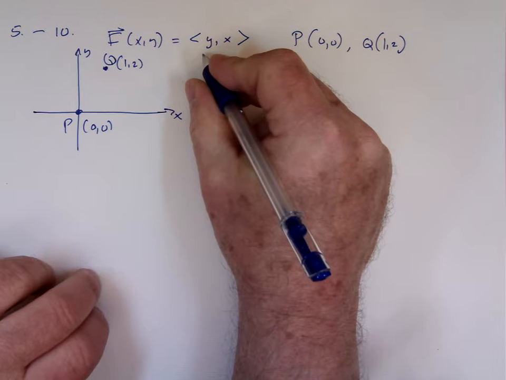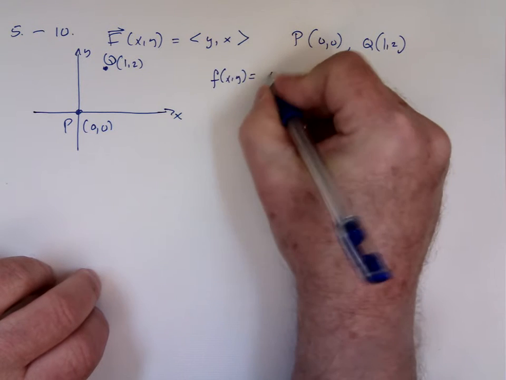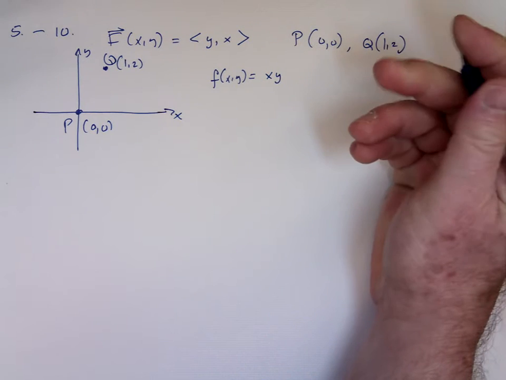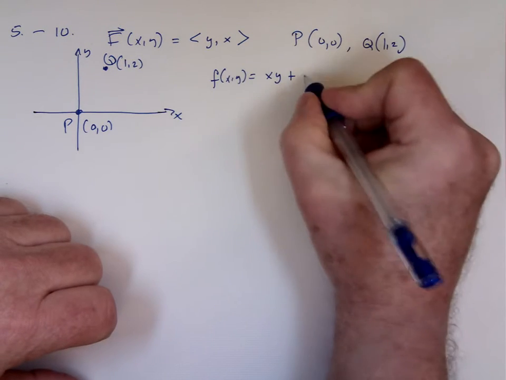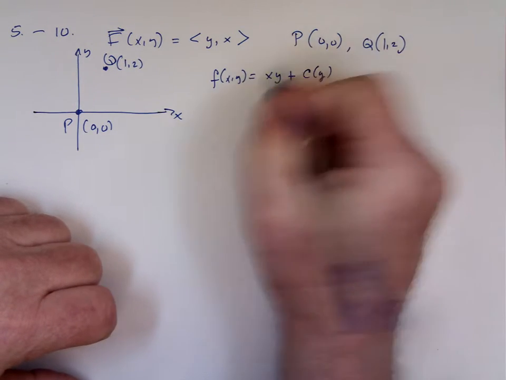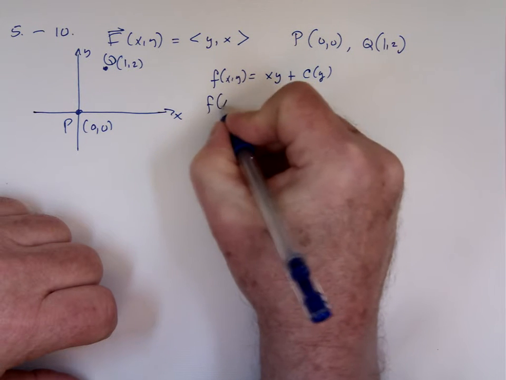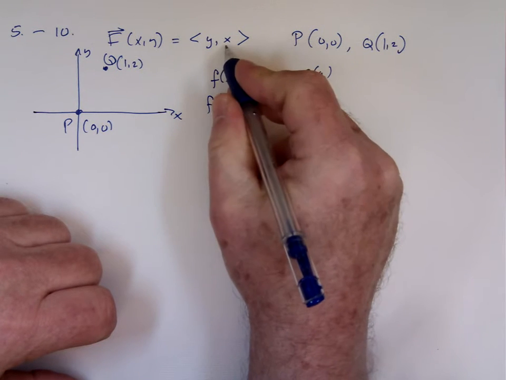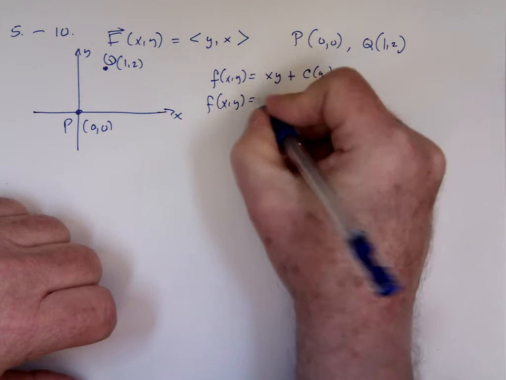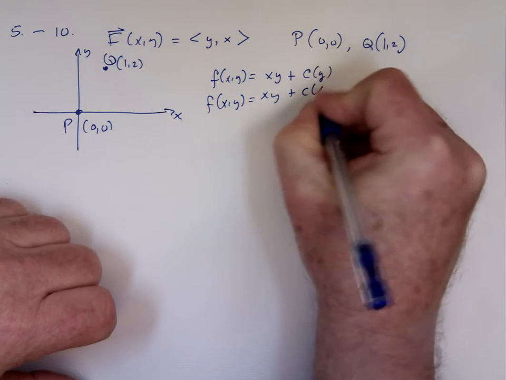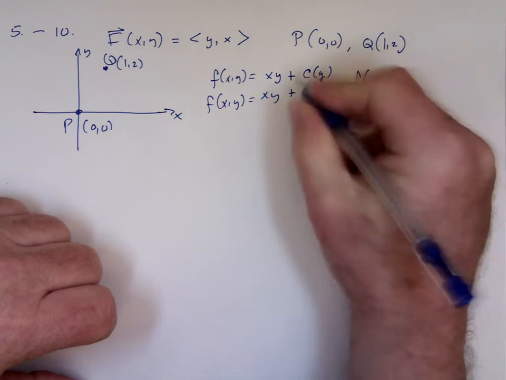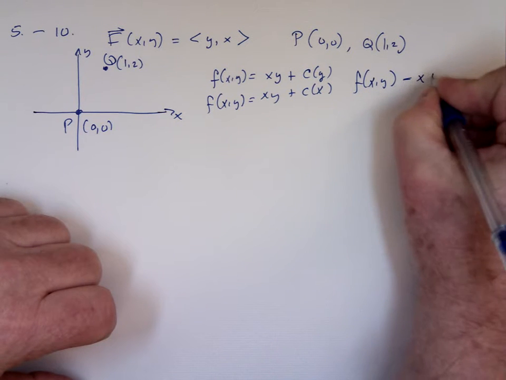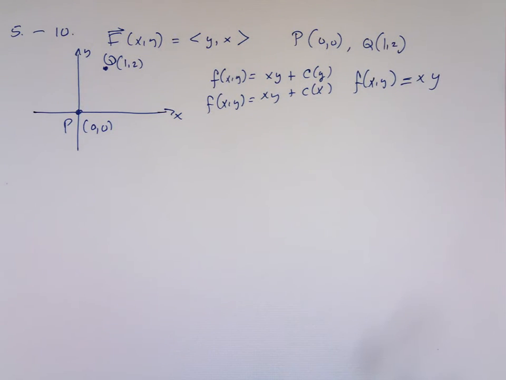To find the potential function, integrate the x component with respect to x. Integrate with respect to x, that gives you a constant with respect to y. Integrate the y component with respect to y to get xy. Reconcile the two by coming up with one function that has both characteristics. Okay, that's our potential function.